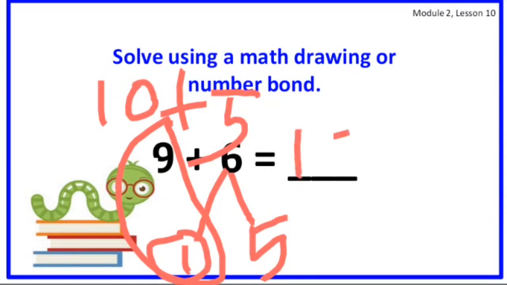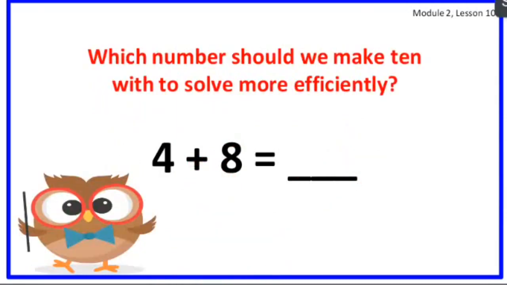10 and 5 is 15. We know that before. So that means my 9 plus 6 gives me 15. Very good. Let's take one more.